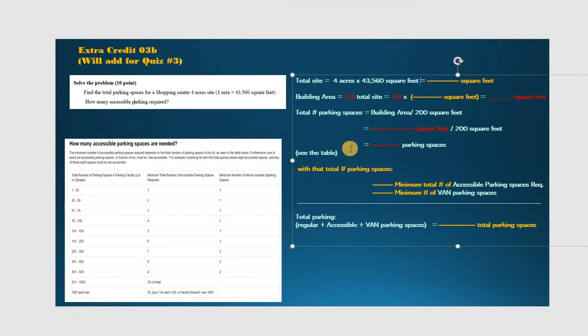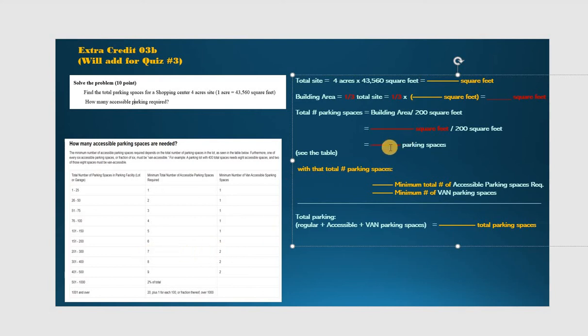When you have this number, you see the table on the left. You look at the range. For example, if you got 200, you look at that range, so you know how many accessible parking spaces are required and how many van accessible parking spaces are required. If you got 300, you go to the range 201 to 300, and you look at how many accessible parking and how many van accessible parking are required.